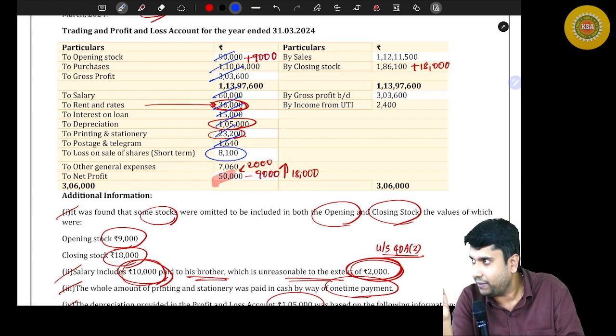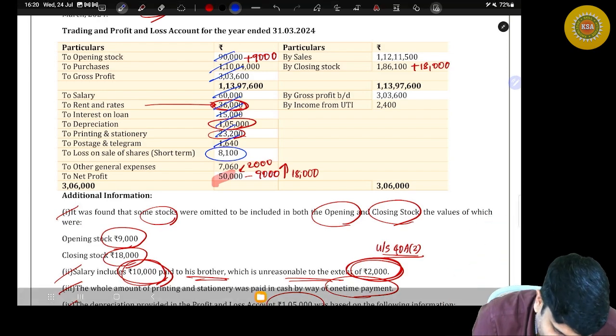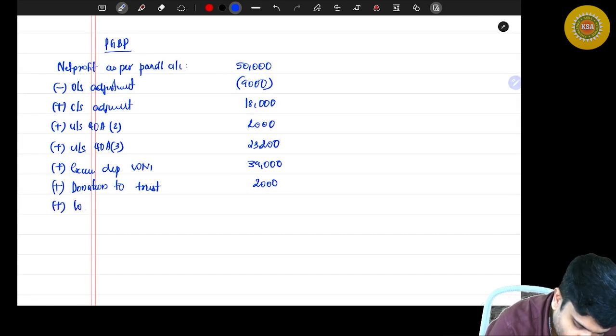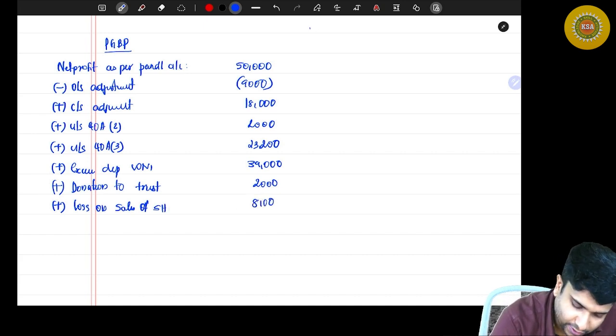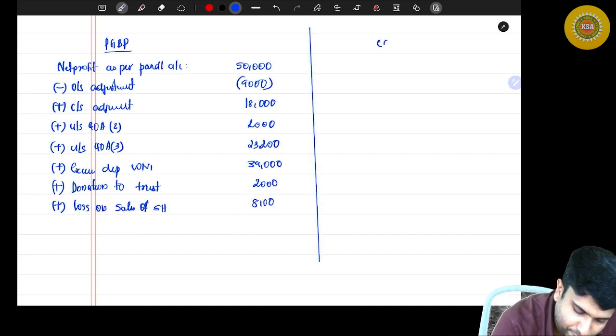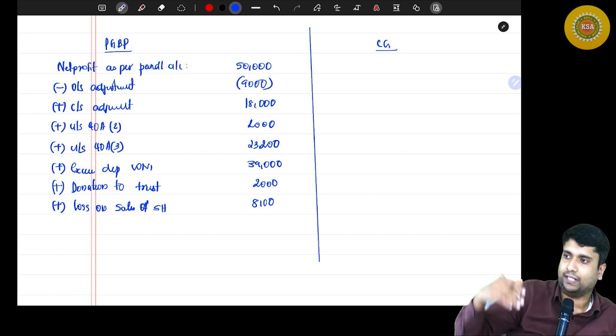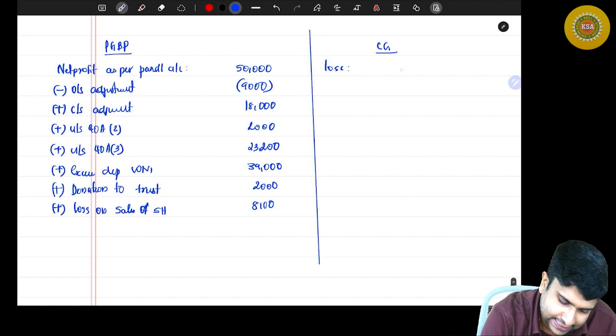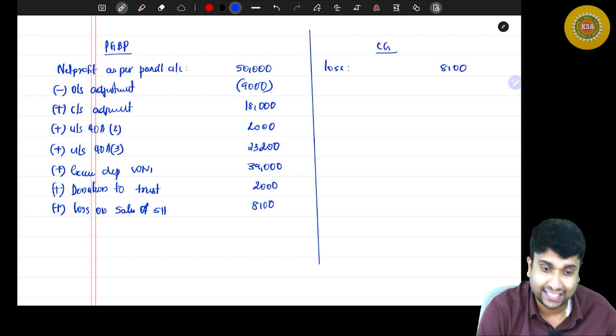Are you with me? So what you need to do is add back the loss on sale of shares. It is 8,100 and it should be under capital gains. They are not asking us to compute the total income, but still let's write it. Loss is 8,100. And there is one more problem.